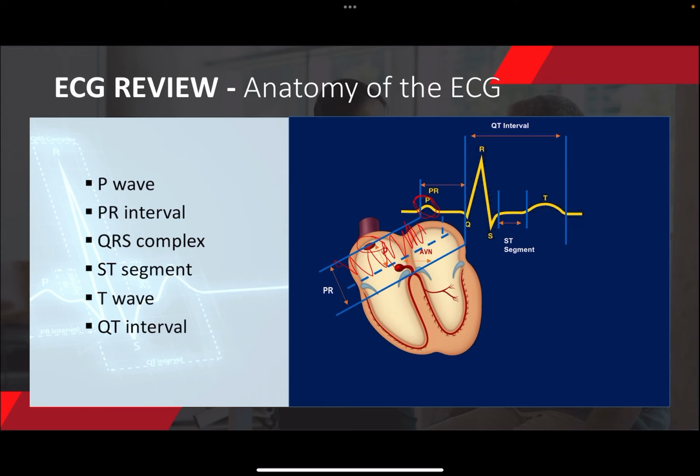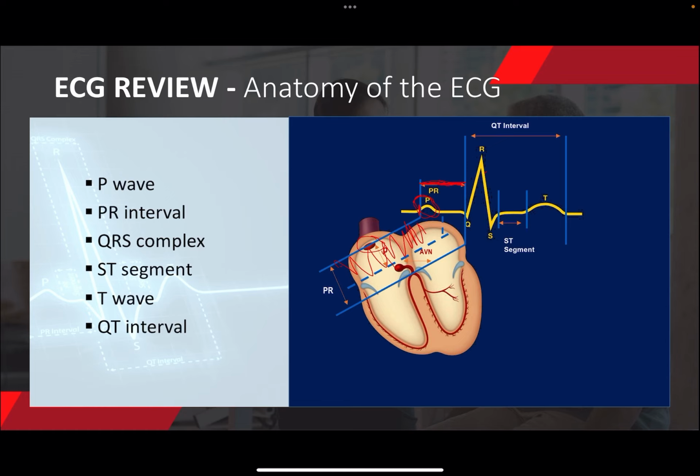It starts on the first part of the P wave and ends at the first part of the QRS complex. That area right there is what we call the PR interval or the PR segment. This is important. Take note of the PR segment when identifying heart blocks.